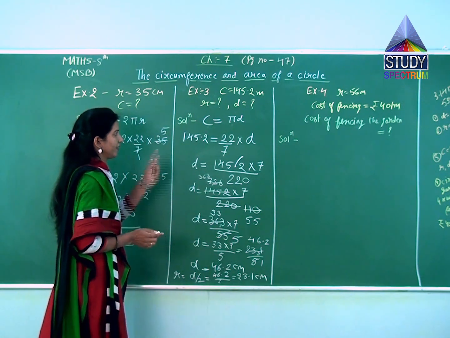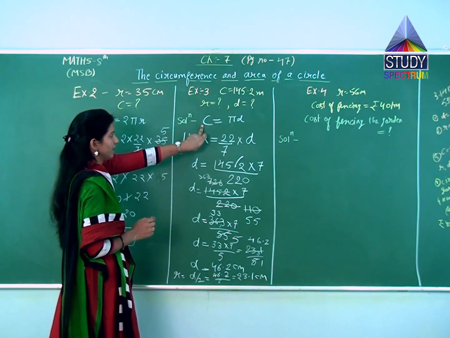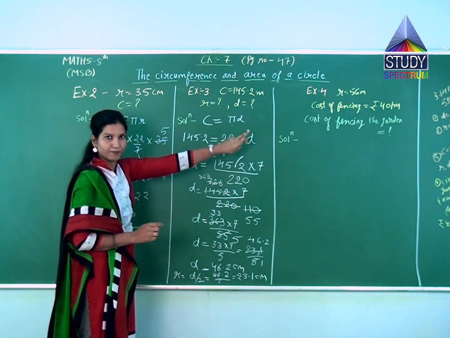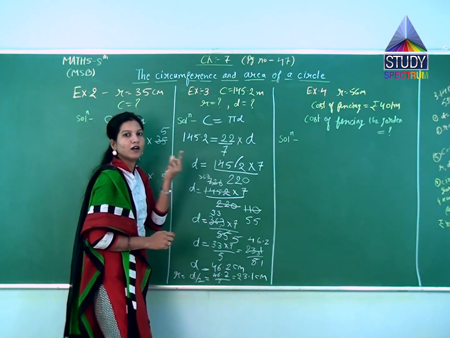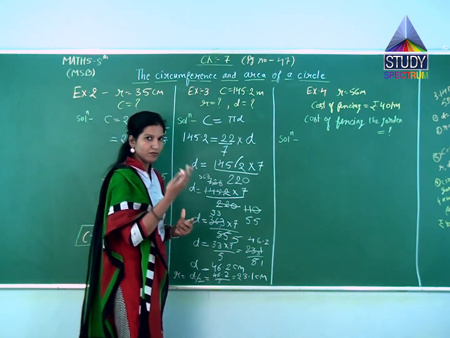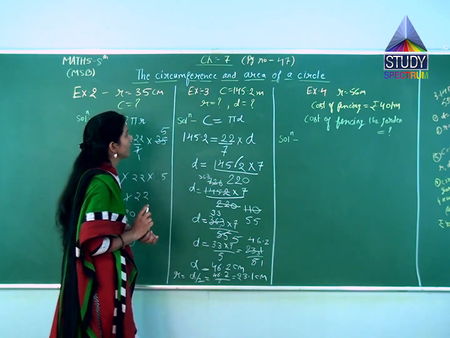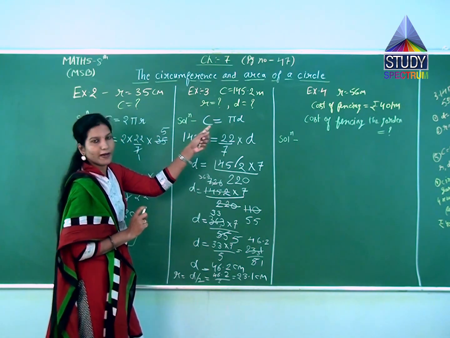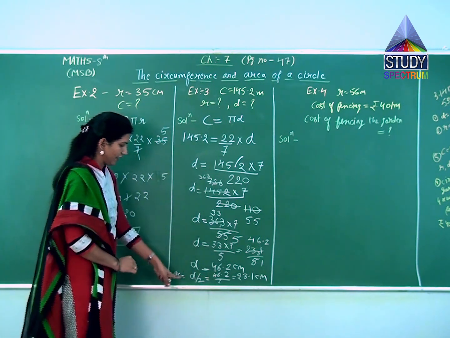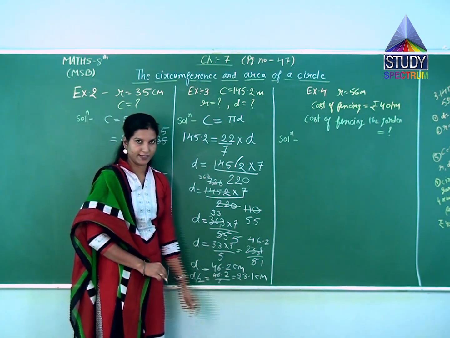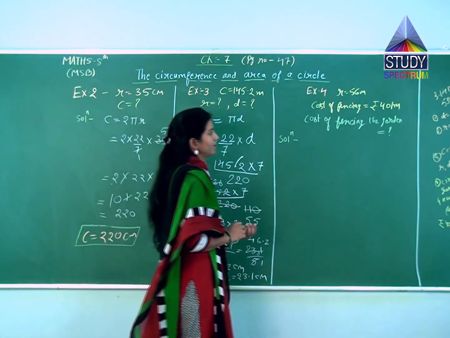In this question we could also have done this at the start: we could put the formula for circumference, that is 2 pi r. If we applied that formula, then we would find the value for r, and after multiplying that value by 2 we could get our diameter. But here we have applied the formula circumference equals pi d, and we got diameter as 46.2 centimeter and radius as 23.1 centimeter.